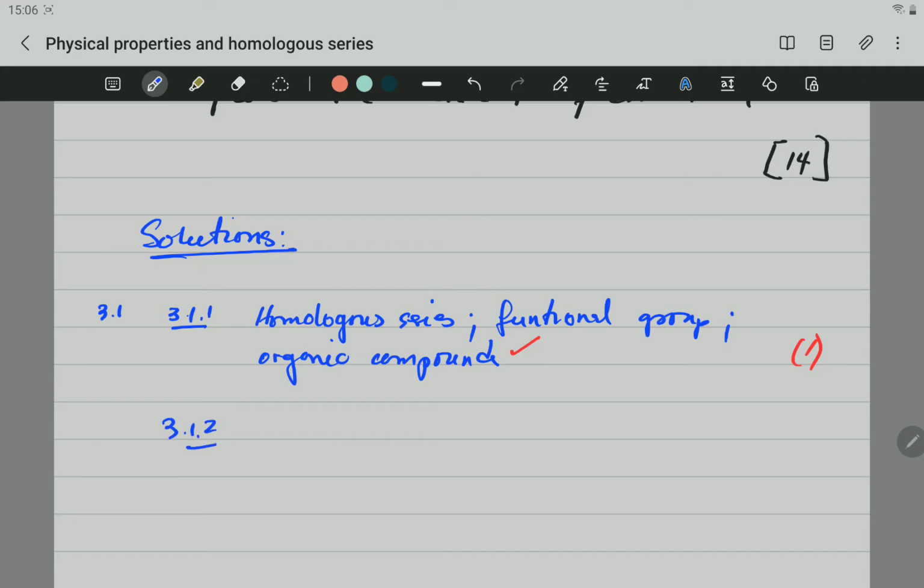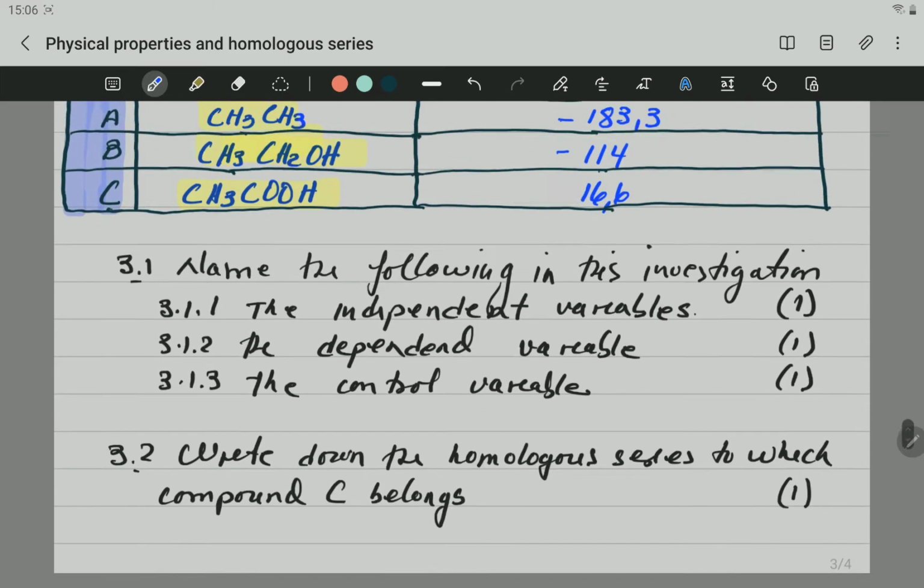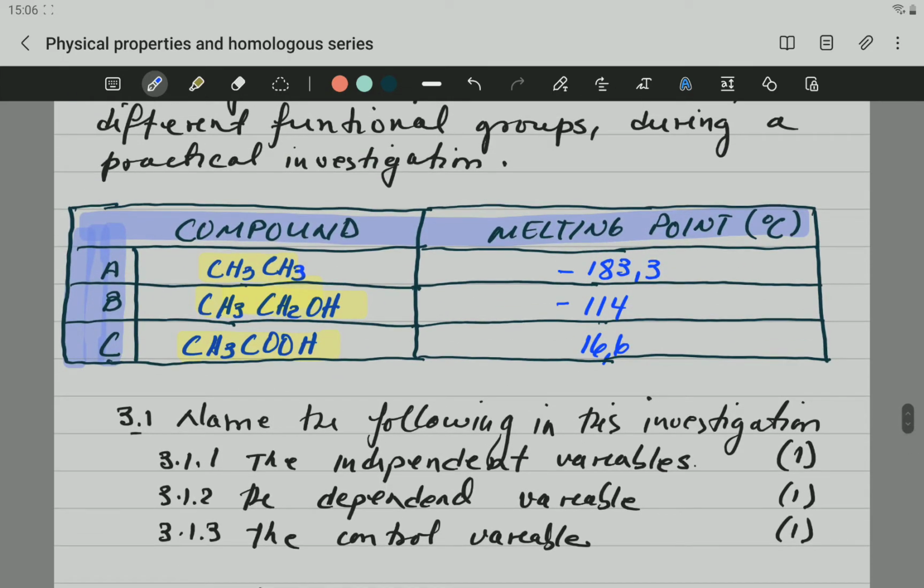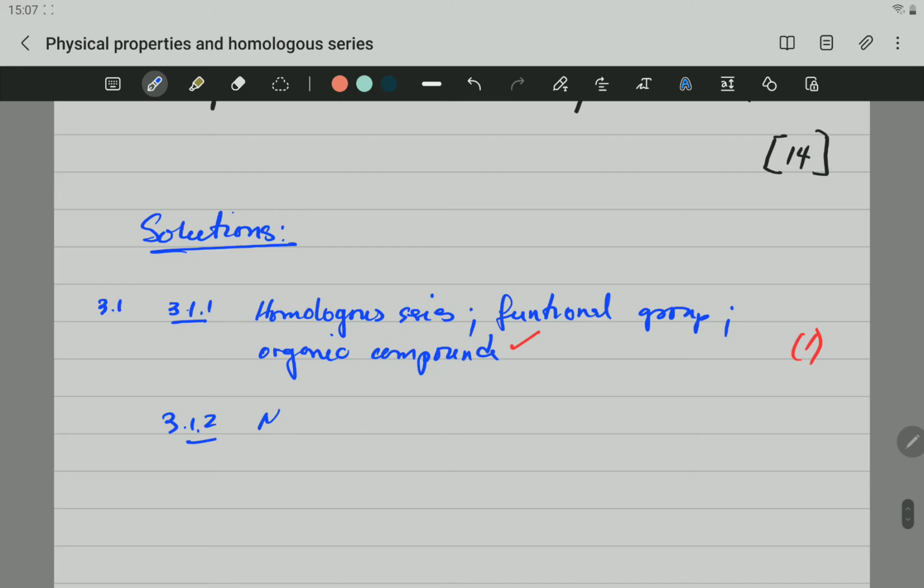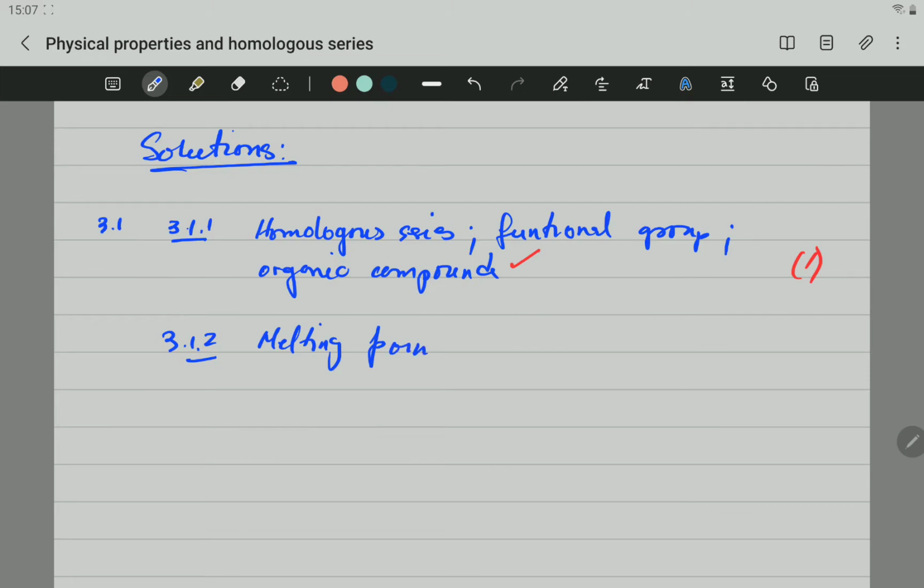3.1.2, they say the dependent variable. Now the dependent variable is the variable that depends on the independent. So what is going to change if you change the compound? The melting point. So this one here is going to be the dependent variable. It's going to be the melting point, and you will get 1 mark for that.